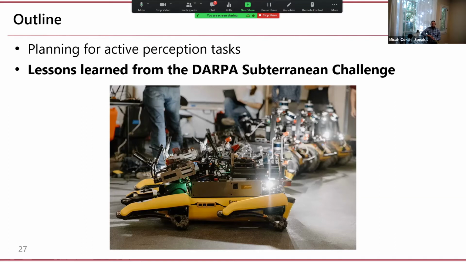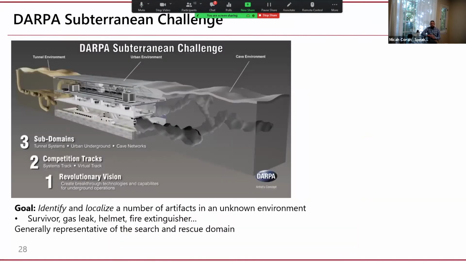With that, I'd like to move on to discuss the DARPA Subterranean Challenge and the incredible robots that we and all the other teams deployed throughout the competition. For a bit of quick background, the Subterranean Challenge involves exploration of a mix of subterranean domains, such as caves, tunnels, or by that I mean mines, and urban structures. While doing so, teams score points for accurately identifying and locating artifacts that are generally representative of search and rescue scenarios, such as survivors, gas leaks, helmets, and fire extinguishers.